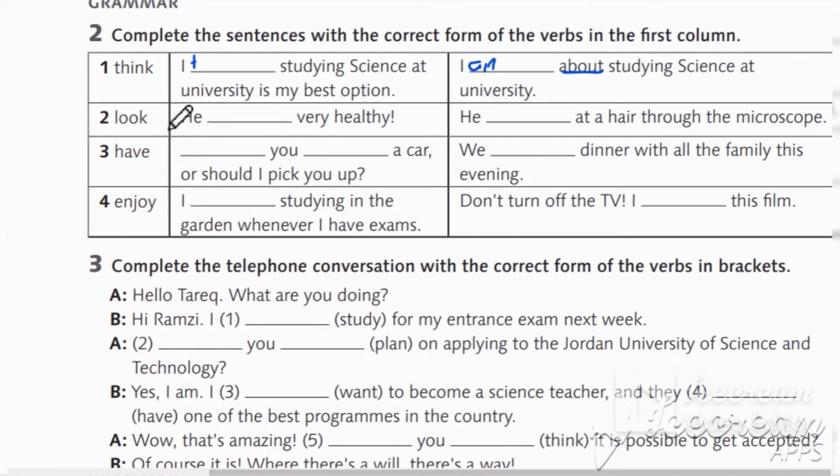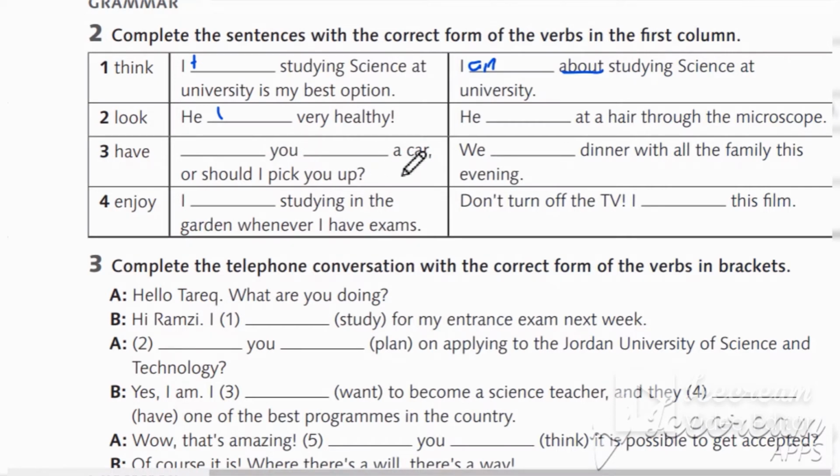Look, he blank very healthy. It means he seems. I'm talking in general, my opinion. So we say he looks very healthy. Here we put looks, which is a state verb. Now, at her hair through the microscope. Now, through the microscope, we say he is looking. Excellent.